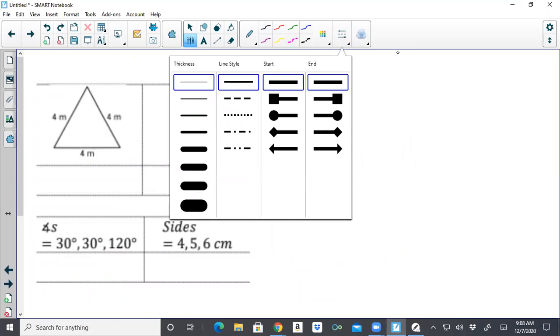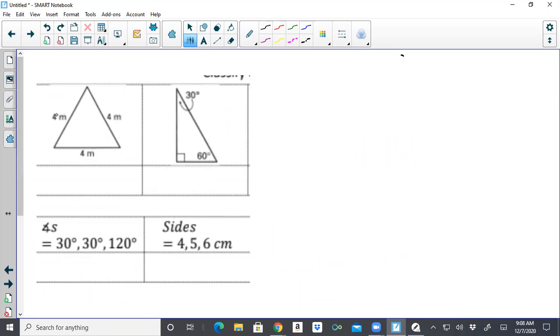All right. So the first thing that I'm looking at here is I see that I have a side length of 4 meters, a side length of 4 meters, and a side length of 4 meters. All 3 of these sides are the exact same. So we will call this equilateral. Now we don't have any markings at all for any of the angles on here, but I can tell based on the picture that this is acute, this is acute, and this is acute. So I could also say that this is an acute triangle.